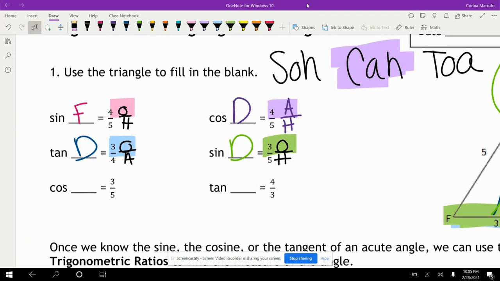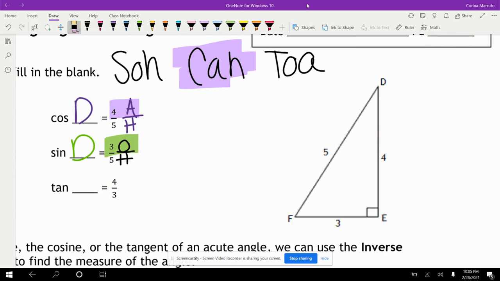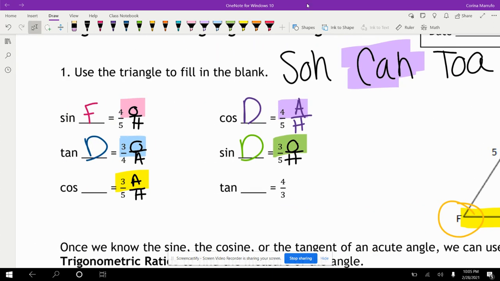All right, cosine of 3 over 5. So cosine is adjacent over hypotenuse. And here they're telling us that the adjacent side is 3. So I'm going to go over here. Let me erase this over here. So the adjacent side is 3. Here's 3. For the adjacent side, you have two options, F and E. Remember that the right angle does not count. So that means they're talking about angle F when they say cosine is equal to 3 over 5.